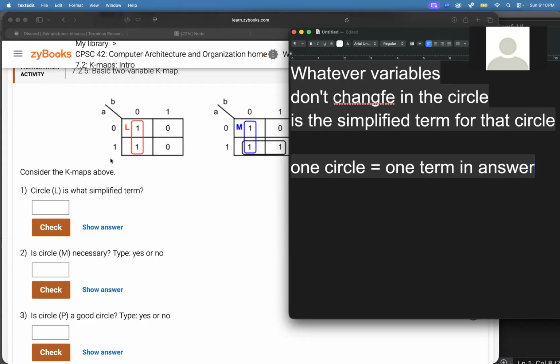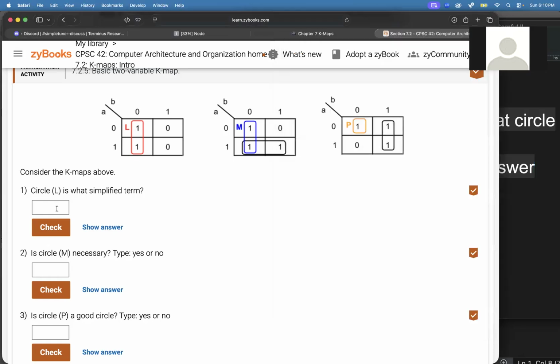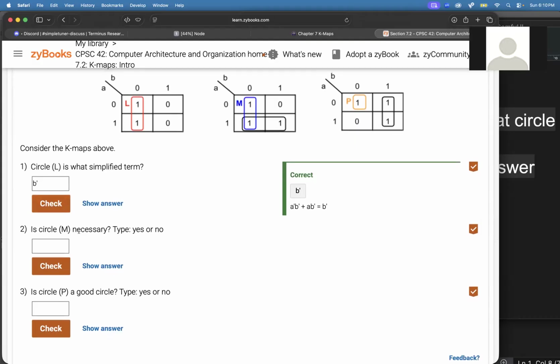All right. So for this one right here, you ask what variable does not change. This entire circle is b equals 0, and b equals 0 is not b. All right. Is circle M necessary? Yes. If you got rid of M, you would not be circling all the ones. You have to circle all the ones. So is it necessary? Yes.